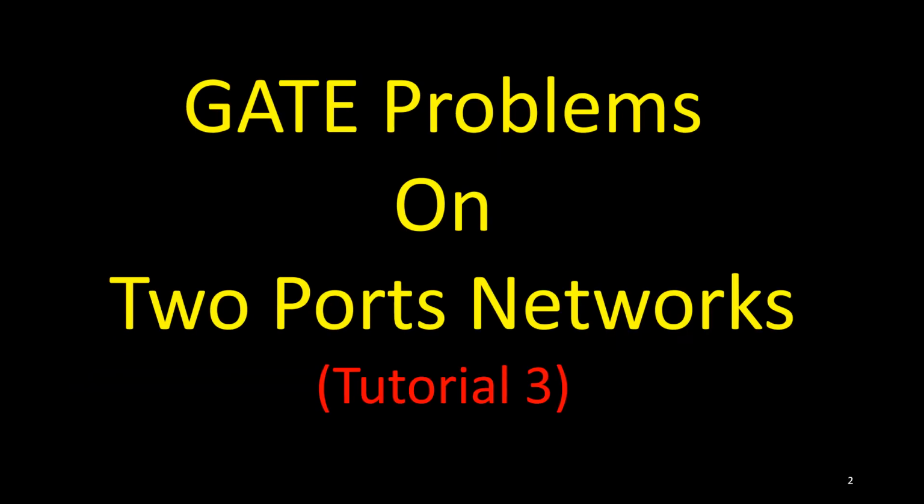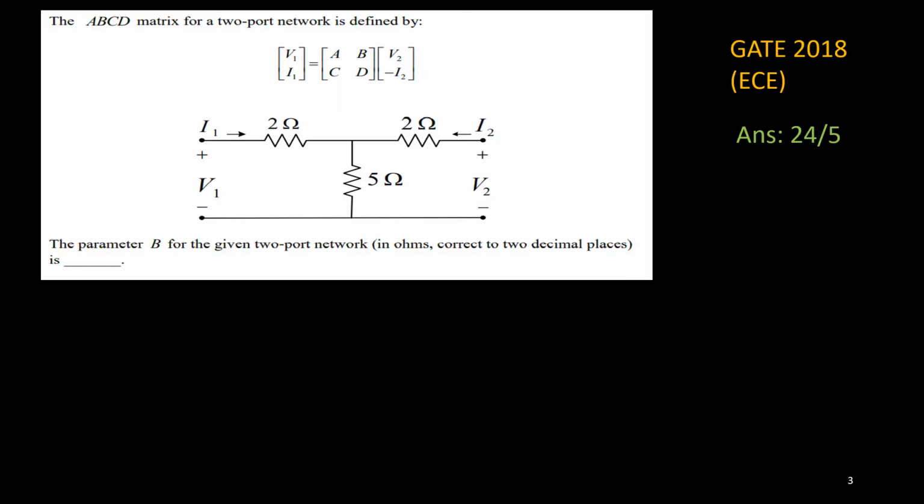In this video, I'll discuss one GATE problem on two-port networks, and this is tutorial number 3. Consider this problem, taken from GATE 2018 ECE. Here we need to find the parameter B of the ABCD matrix for this two-port network. This T network is given, and for it you need to find the B parameter.